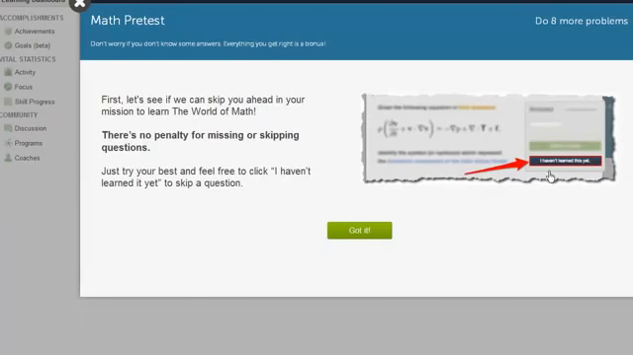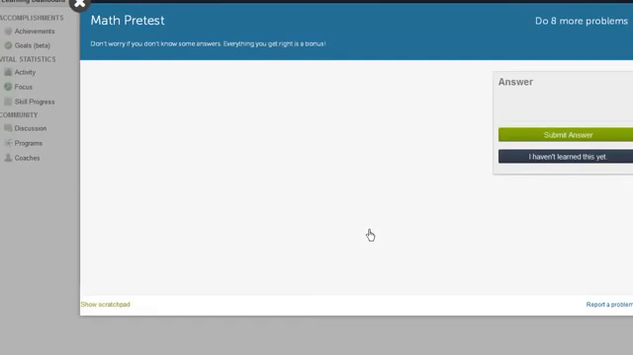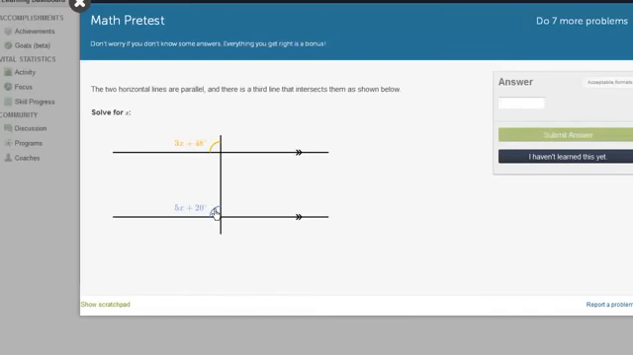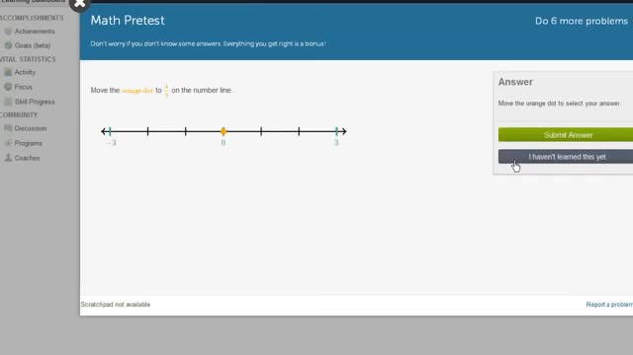So if I see anything that is completely daunting to me, I should just say, I haven't learned this yet. What is the area of the rectangle? Well, that's just going to be 3 times 9, which is 27 square inches. Well, let's just say, for the sake of argument, let's pretend that we haven't learned algebra or geometry yet, so I haven't learned this yet. I haven't learned this yet.